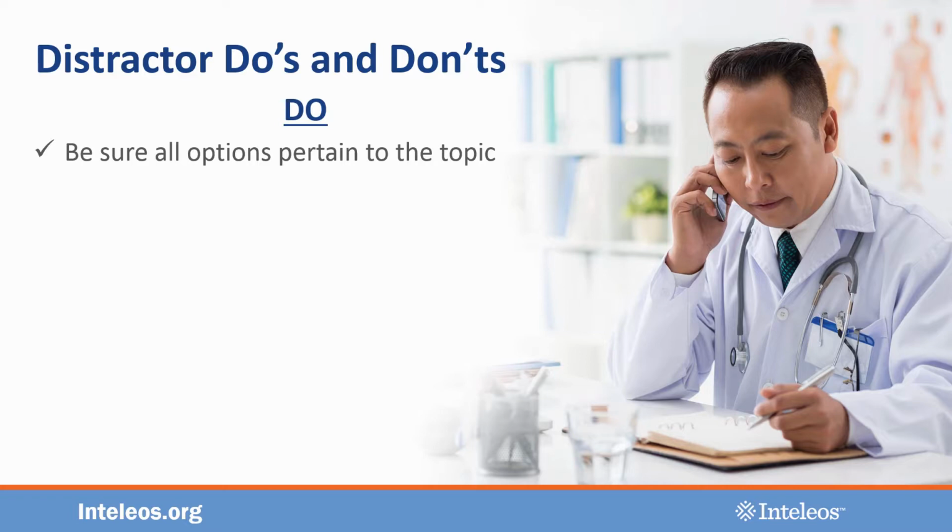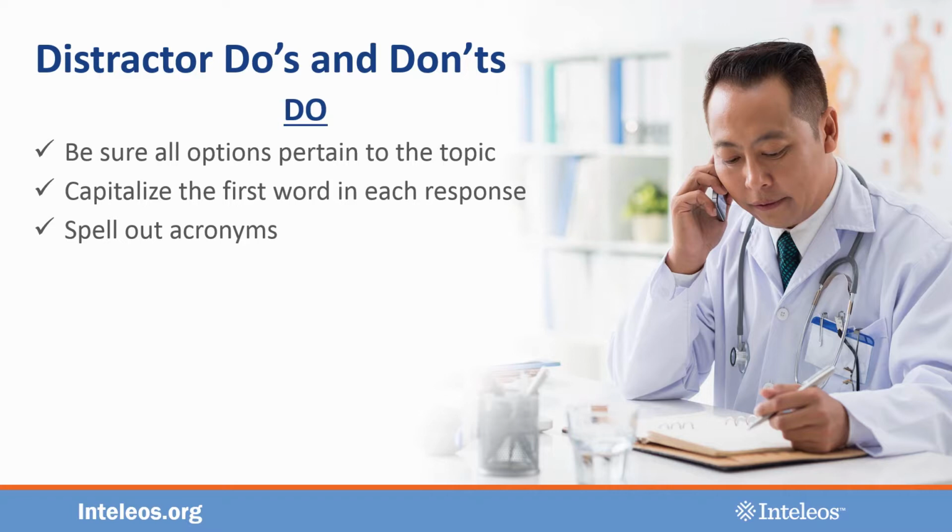If one of the distractors is unrelated, it will be implausible, thus easily eliminated, thereby increasing the chance that a savvy test taker will be able to identify the key through process of elimination. You should also capitalize the first word in each response. Spell out acronyms on the first use in each item, even if you think most people would know the term by the acronym alone. For example, HCG.